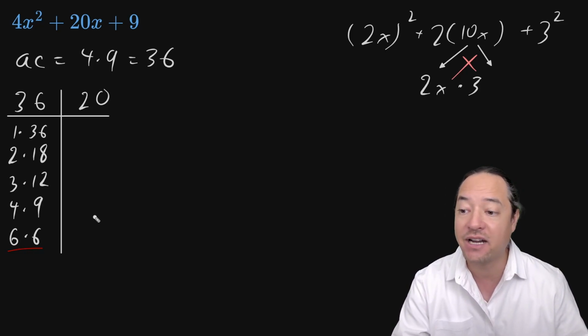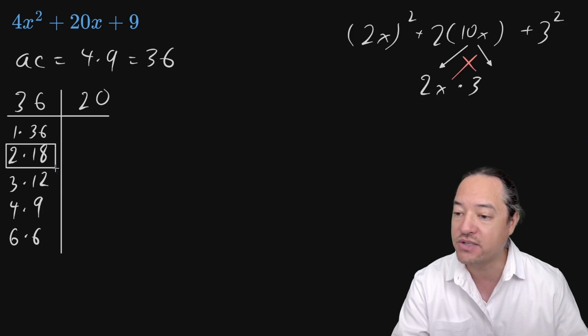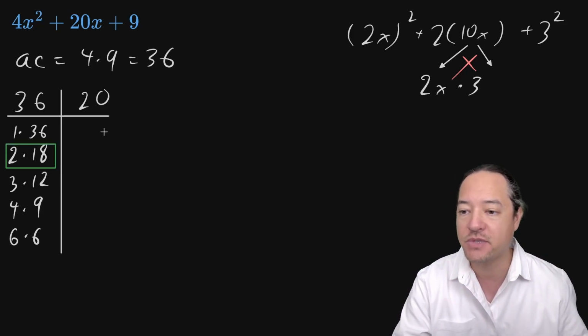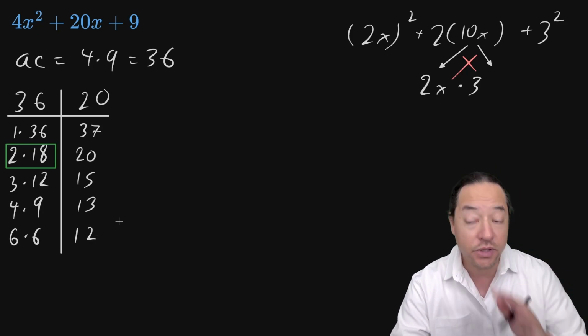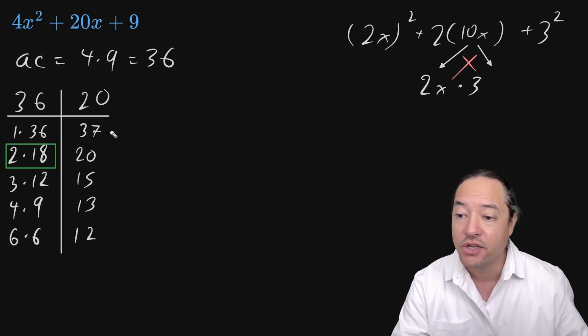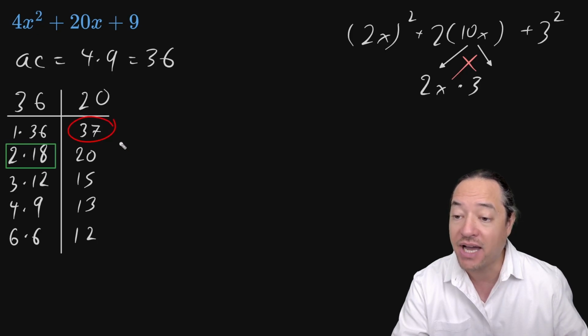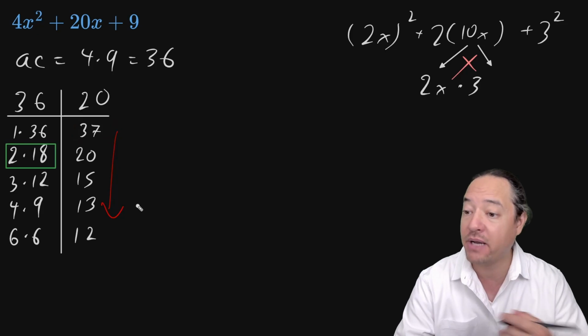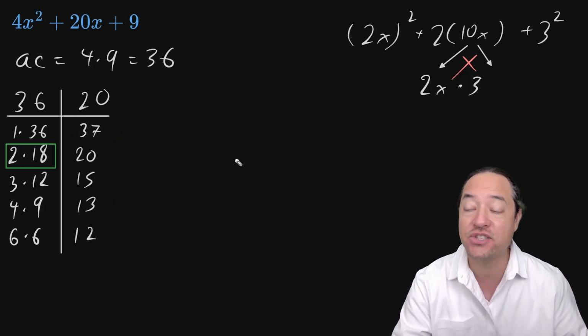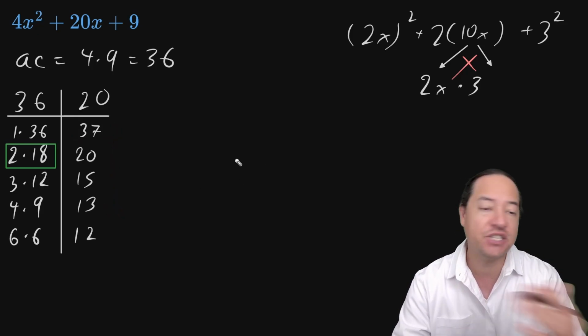So which of these add up to give us 20? Well, it looks like it's actually going to be this one, right? So this one here, that's going to give us 20. Now I'm just going to go through the sums here. I just want to show you the pattern. This gives us 37, this gives us 20, this gives us 15, this gives us 13, and this gives us 12. So I want you to notice that as you do this, the sums start from the highest value and then go down. Okay, it's just an interesting pattern I want to point out here. But we should be using 2 and 18. Okay, so using this AC method, let's use one of the variants.